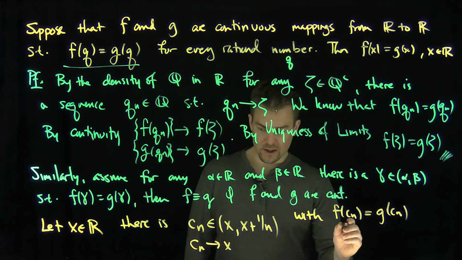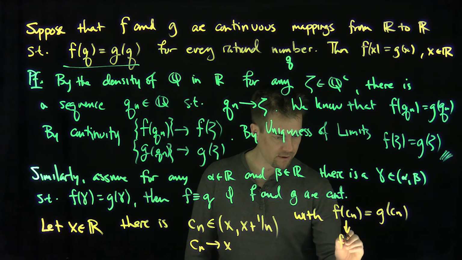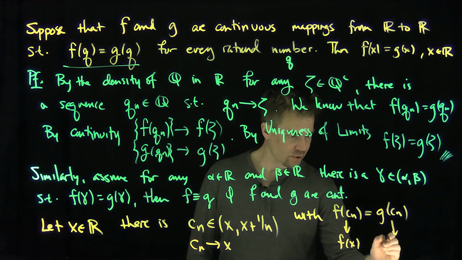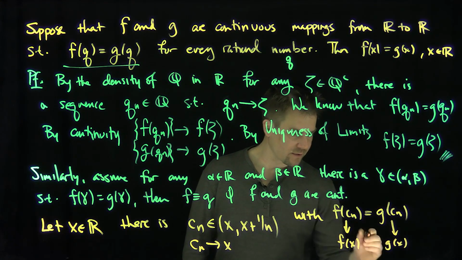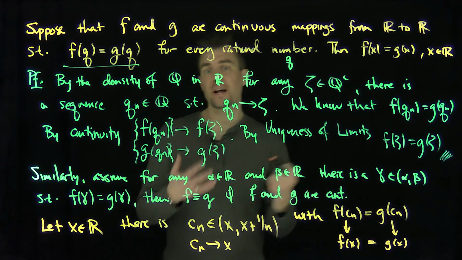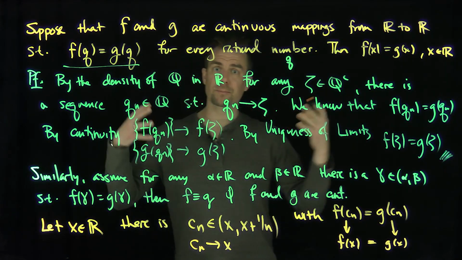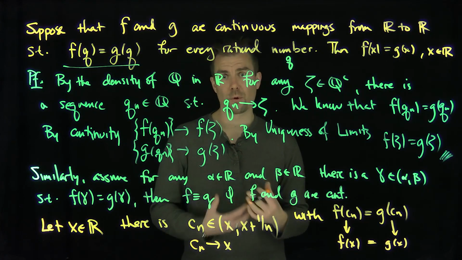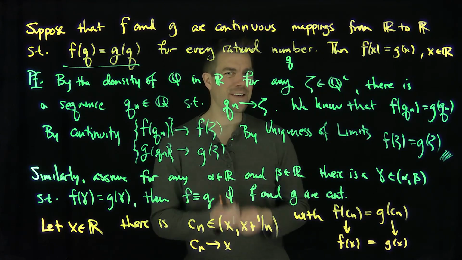And these sequences are going to converge, therefore, by continuity, f of Cn to f of x, and g of Cn to g of x. But again, by uniqueness of limits, those things are equal. So there's another example of a density-style argument that shows that two functions that agree on a certain prescribed set have to be equal everywhere using density and continuity. Thank you very much.